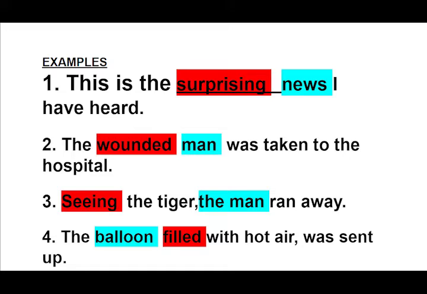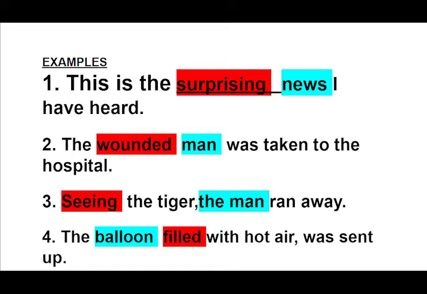Now look at the second sentence on the slide. The wounded man was taken to the hospital. The word wounded is formed from the verb wound and it qualifies the noun man like an adjective. The third sentence, seeing the tiger, the man ran away. Here, the word seeing is formed from the verb see and it qualifies the noun man like an adjective.